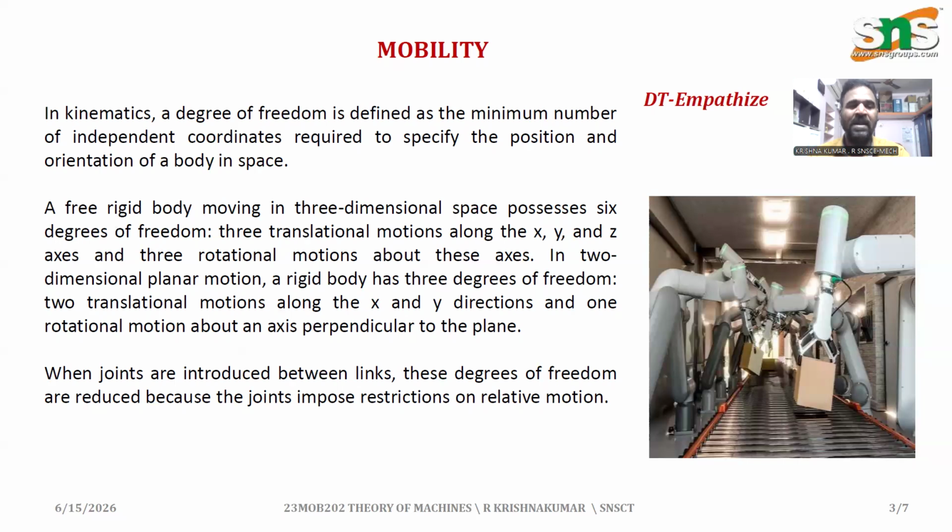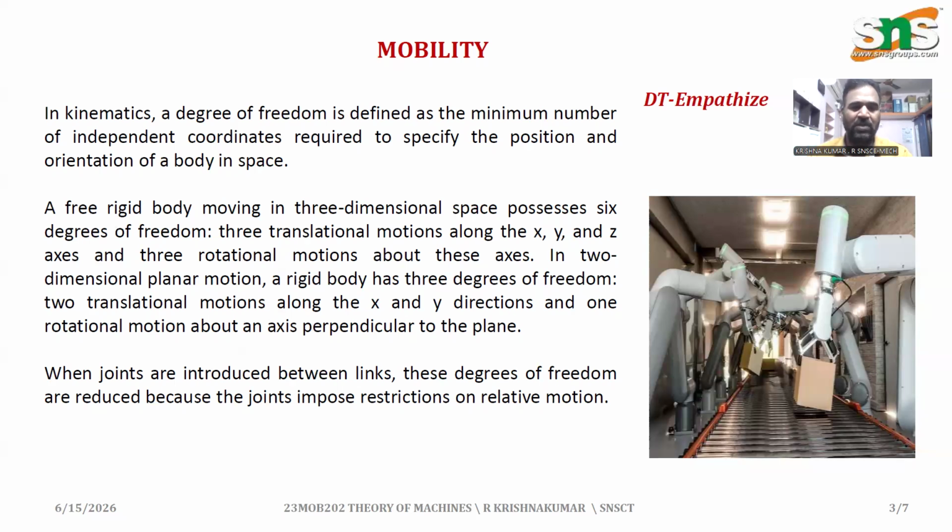When joints are introduced between links, these 3 degrees of freedom are reduced because the joints impose restrictions on relative motion. A simple example of mobility analysis is the four-bar linkage, which is one of the most common mechanisms used in engineering applications. A four-bar linkage consists of four links connected by four revolute joints. Using the mobility equation, the number of links is 4 and the number of lower pairs is 4. Substituting these values into the mobility equation gives a mobility of 1.